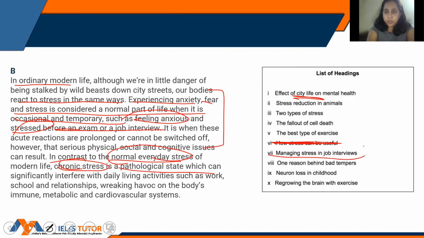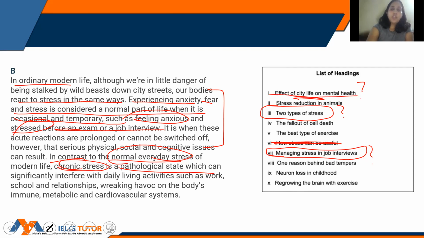Managing stress in job interview, right? The other option I'm confused about is two types of stress. So three options: question mark, question mark, question mark. Now, what things, Amandeep, what we need to see here? Main idea and explanation.